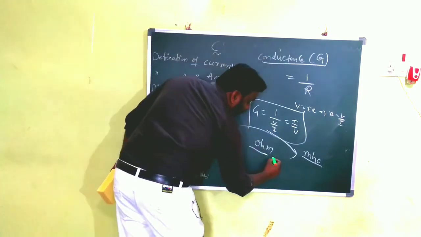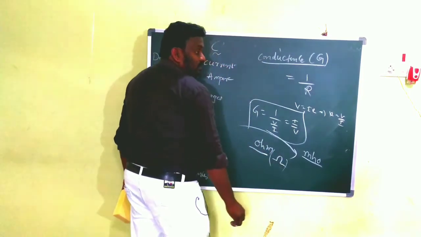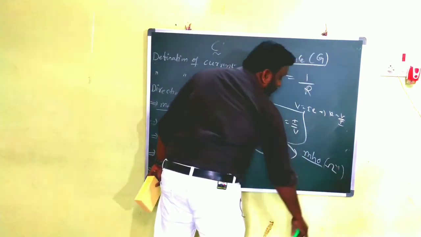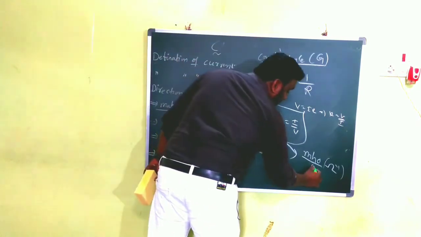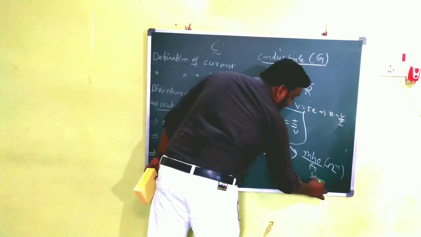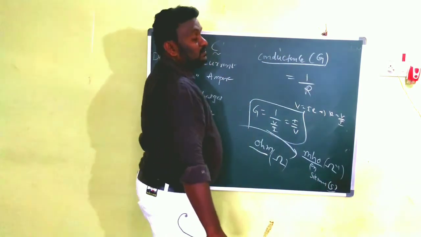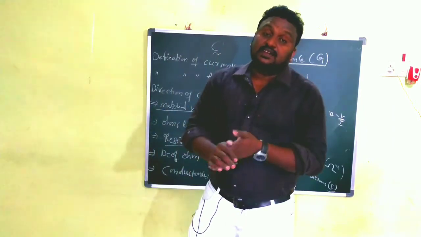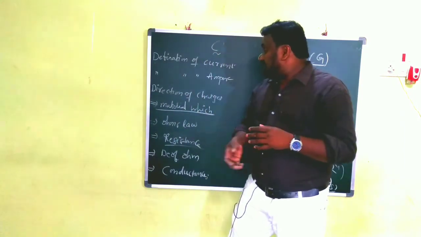And simply, what is the symbol of ohm? This is this one. Now here the mho should be written as ohm inverse. And it is also called Siemens, S-I-E-M-E-N-S, Siemens, S, like that. So this is, children, about the conductance and resistance. This is about all these definitions.